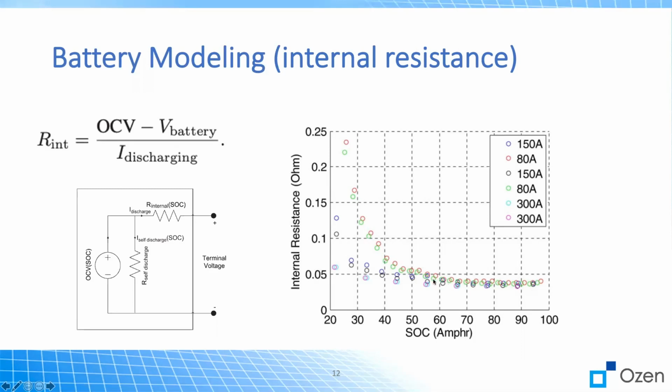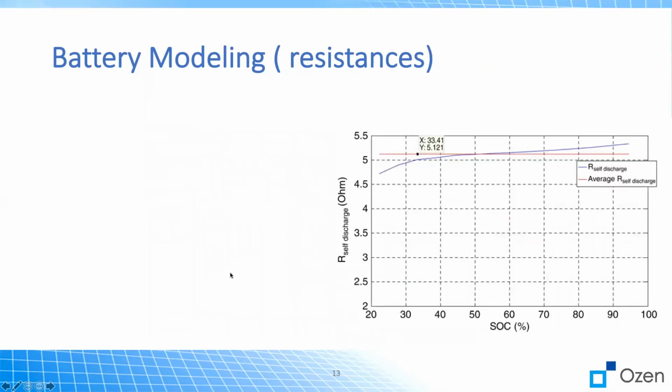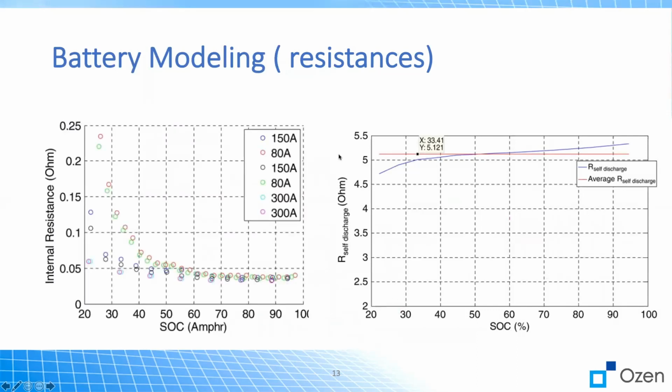Now that we have different points, we can fit a curve to the internal resistance, and the only part that is left is self-discharge. For self-discharge, there is also a curve, but the author decided to have a constant number for it, not a function. The number was 5.121. So we have the self-discharge here from the test. We have the internal resistance, and we have the open circuit voltage, and the model is completed with all these numbers, and we have it based on SOC.